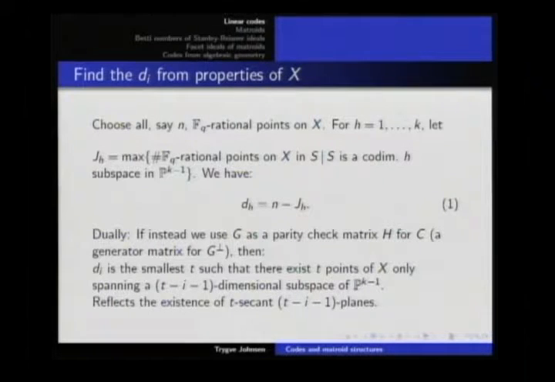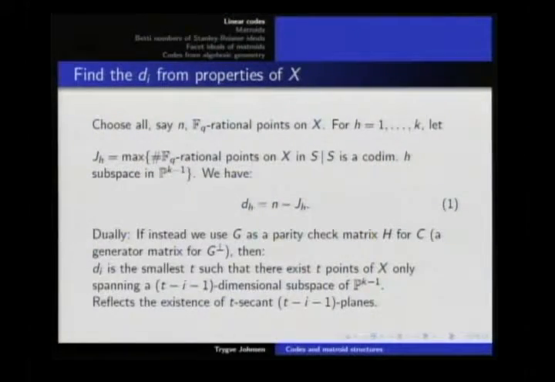Dually, if instead we use the G that we looked at as a parity check matrix for C, meaning that it's a coefficient matrix of linear equations cutting out the space that we're looking at. The code is a subspace, and it is given either by generators, as we saw, or by equations. If you use the same matrix for equations, then you get another code. That code is an orthogonal complement of the original code.